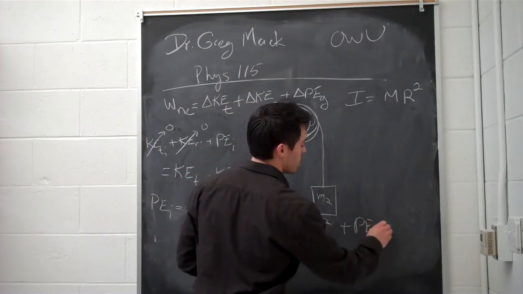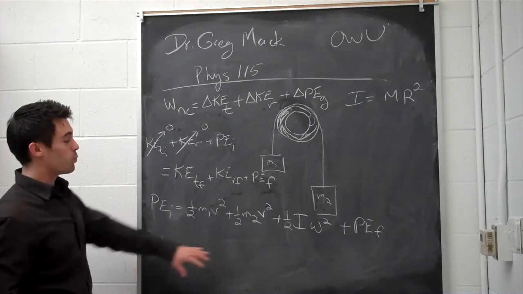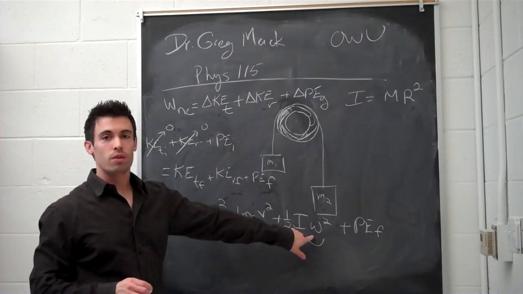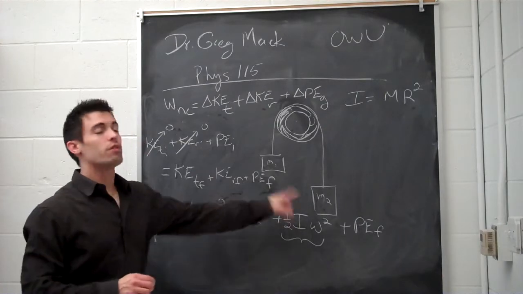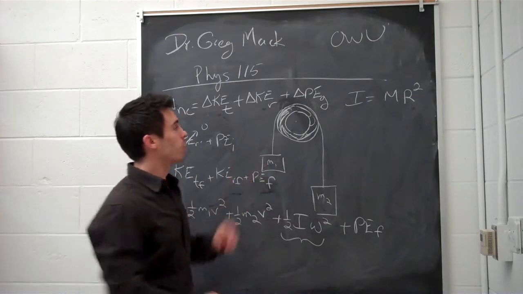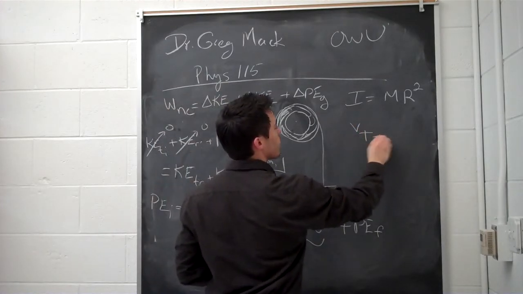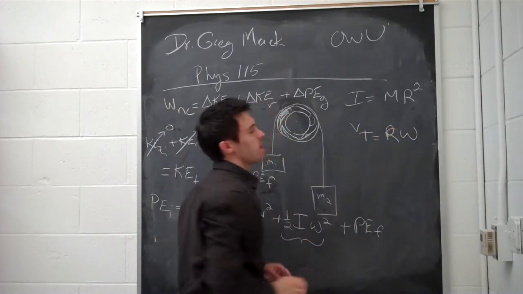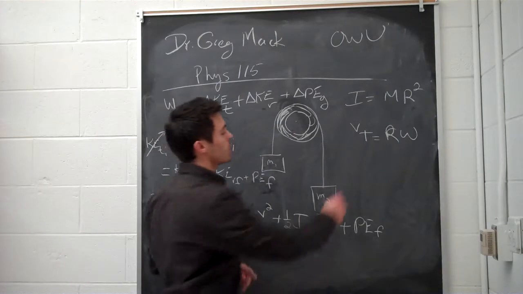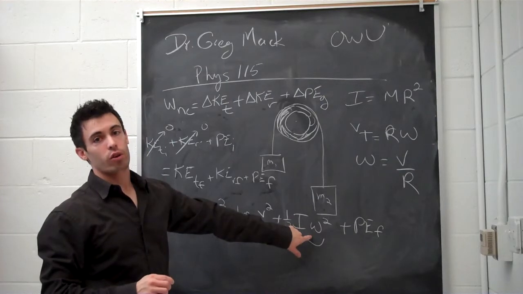And then the PE final. So I'm just going to keep the PE initial and PE final in general and look at this, because what's important here to note is that the angular velocity of this pulley is related to the velocities of these two objects. How? Well, the tangential velocity of the pulley is the velocity that is moving at some point on the edge, and V_t for that is equal to its radius times the angular velocity. And so, that means we can plug omega equals V over R into right there for omega.